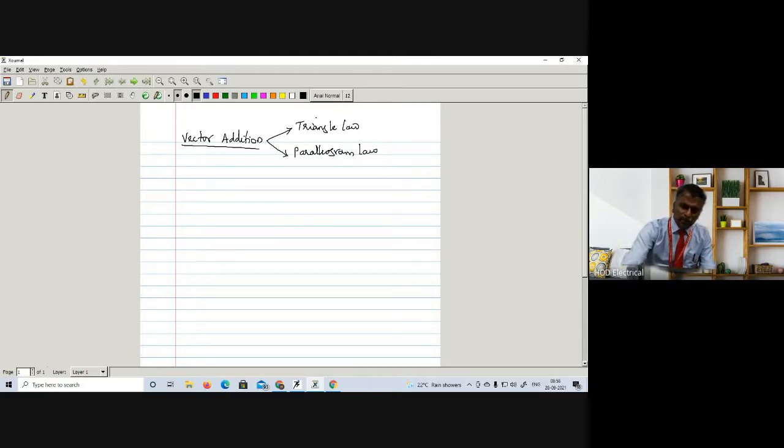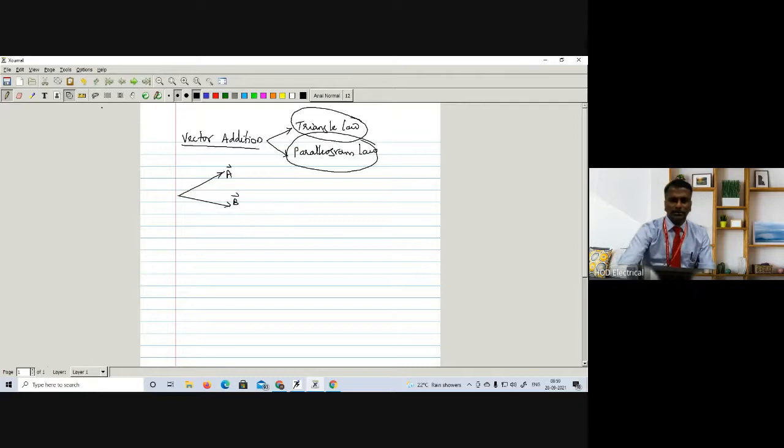Now I am going to explain what is meant by the triangle law and how one can do vector addition. The parallelogram law, after I explain the dot product and cross product, based on the necessity, I will explain in a forthcoming lecture. So now, for example, we have this A vector. Then this is the B vector, two vectors.